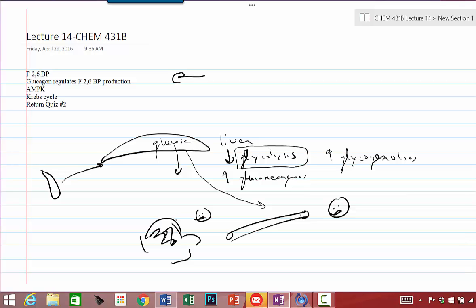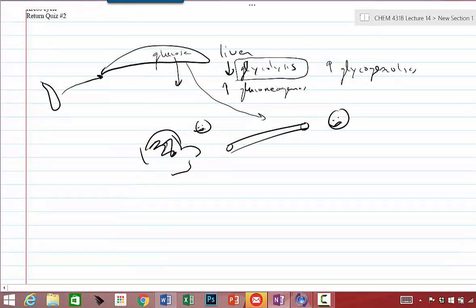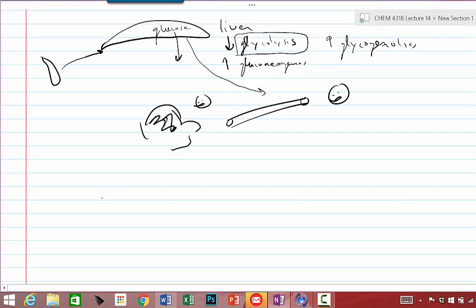I want to talk a little bit about another organ, and this other organ is the heart. Okay, so let's talk about the heart. There's my heart. But before I go to the heart, hold on, let me just talk a little bit more about how this glucagon works at the molecular level.